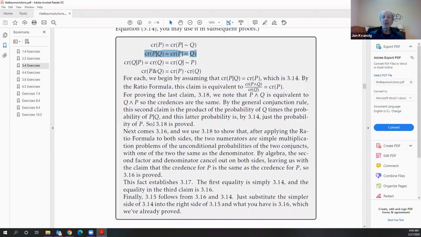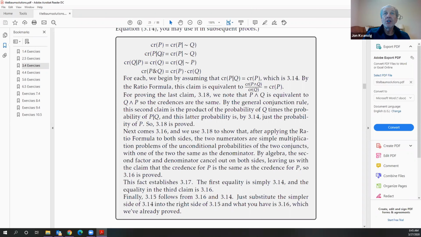Let's turn to 3.16 next. And here we use the fact in 3.18 to show that after applying the ratio formula to both sides here, the two numerators are simple multiplication problems of the unconditional probabilities of the two conjuncts, with one of those two being the same as the denominator. By algebra, the second factor and denominator cancel out on both sides, leaving us with the claim that the credence for P is the same as the credence for P, so 3.16 has to be true. Now, if that was a bit murky, just look at it like this.